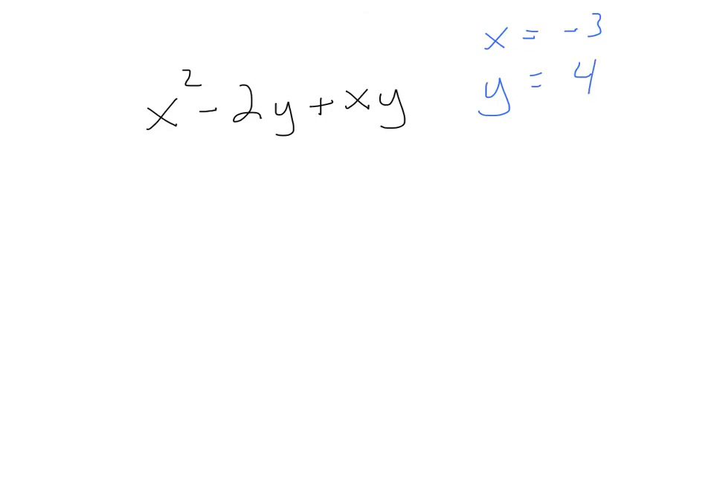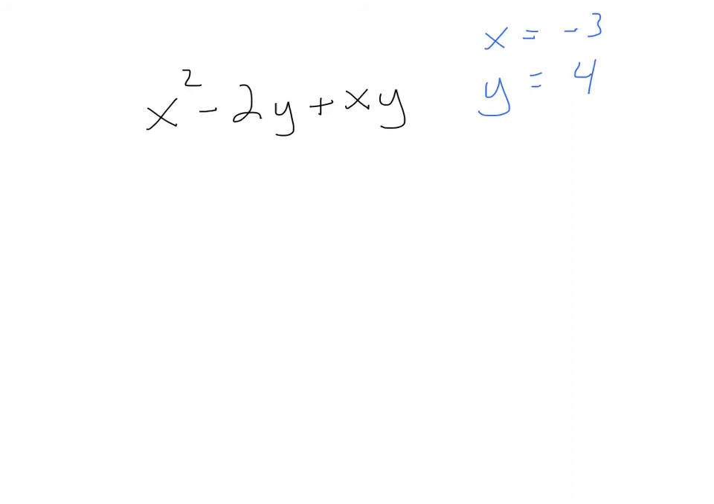Now let's evaluate an expression. Let's say I have x squared minus 2y plus x times y. And x is equal to negative 3 and y is equal to 4. So in this problem here, I'm evaluating for when x is negative 3 and y is 4. So I'm going to substitute those values in and then simplify using the order of operations.